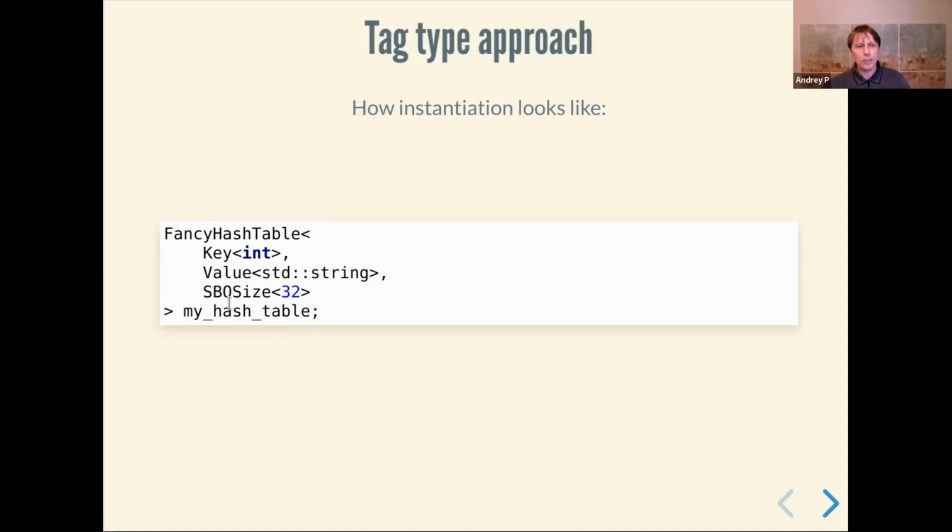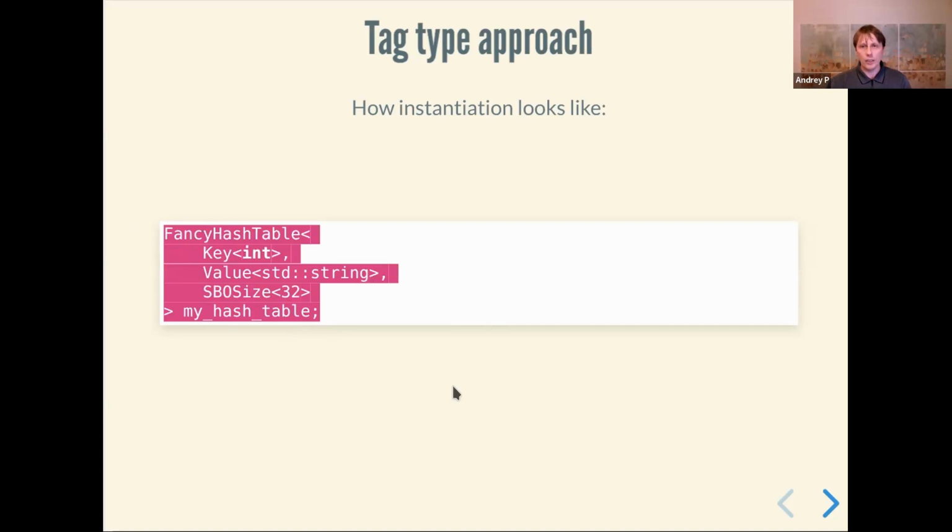But one issue with that is that all those tag types become global, and you need to come up with unique names, although I think they can be reused. But overall, I think this is a pretty good approach that lets you do pretty readable instantiations.